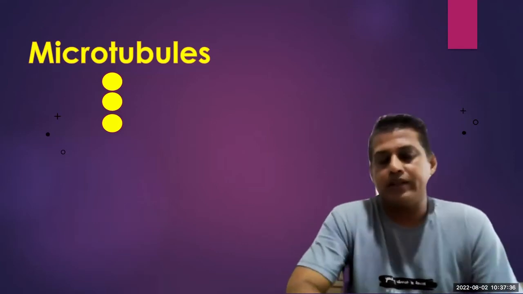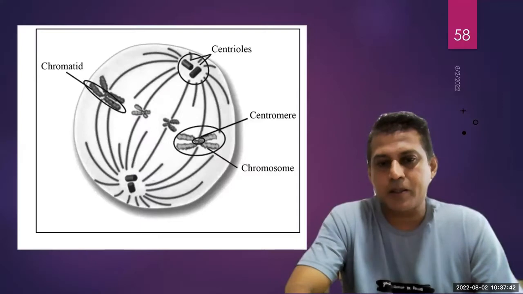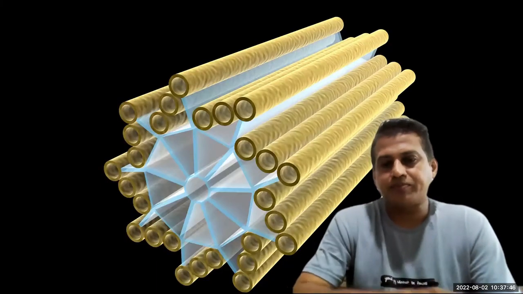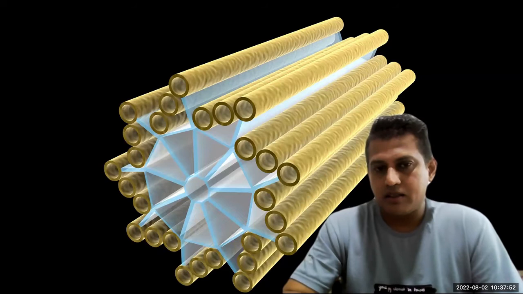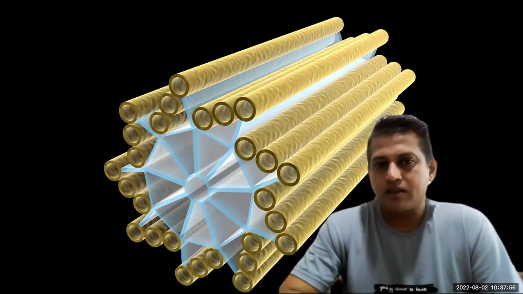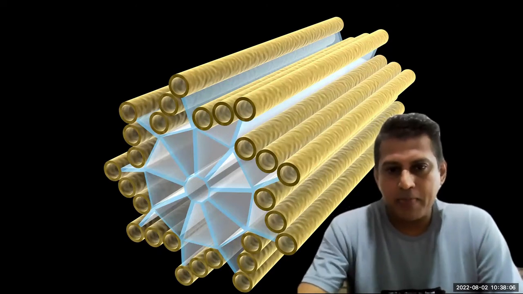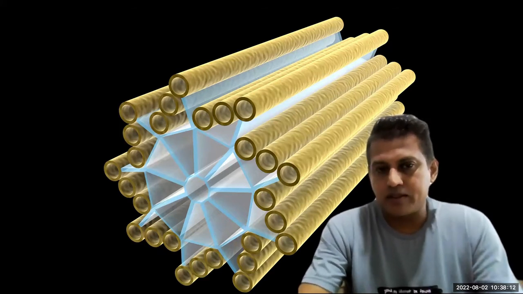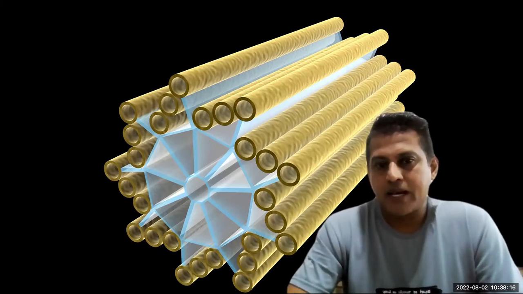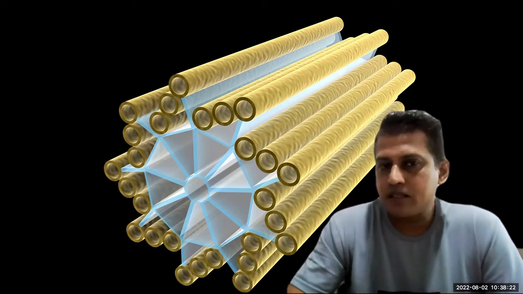Then another one is coming very close, like this. Now you see three long tubes or pipes, let's say, three tubes. They join in a circle, and we can see nine triplets. The three is called a triplet, nine triplets. So nine triplets line up to make this centriole.